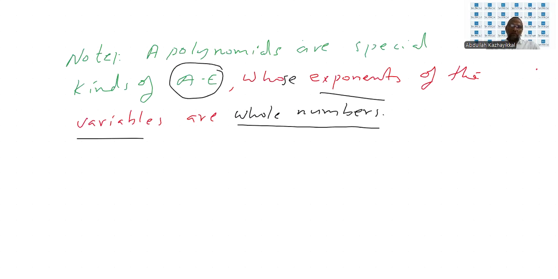Example, P(x) is equal to 3x minus 4. P(y) is equal to 10 plus 7y square. These all are polynomials. But not a polynomial means the power of the variable is not a whole number. Okay, polynomial.